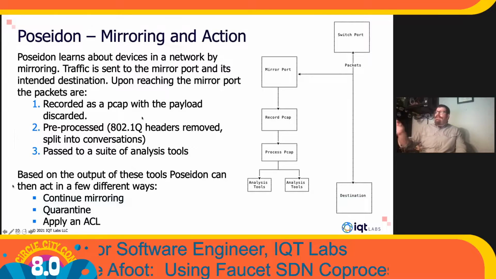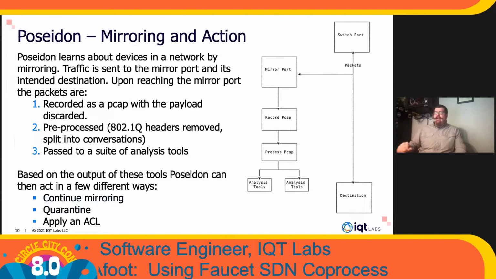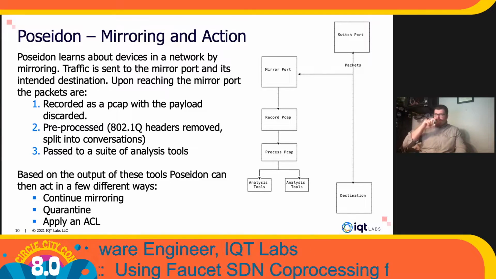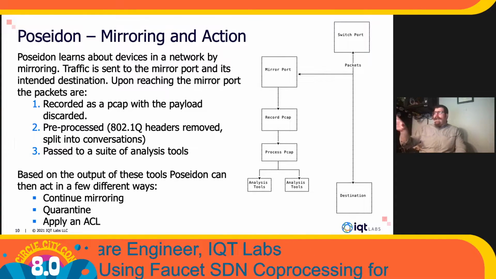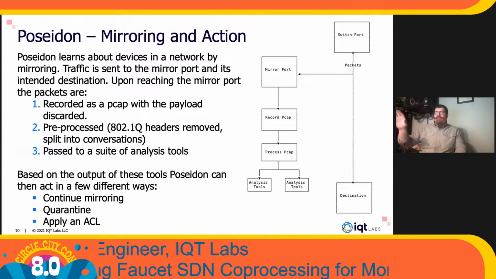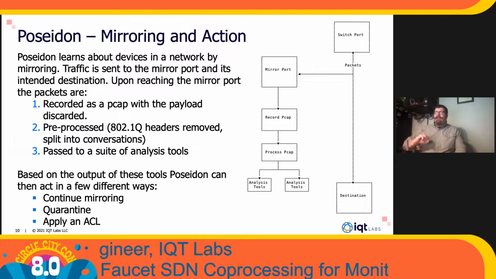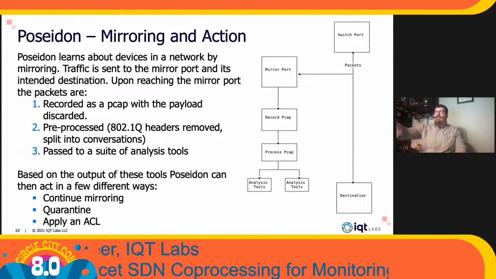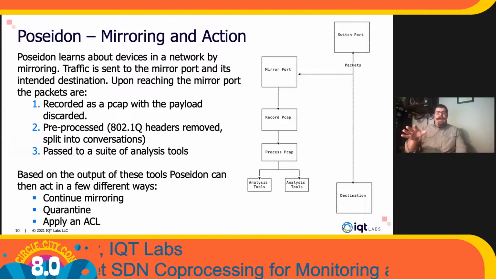The way that you go about doing that in an SDN is you have the ability to mirror traffic. So what happens is that you will tell the controller, I want to mirror traffic from this location to this location. Poseidon then records that as a PCAP.